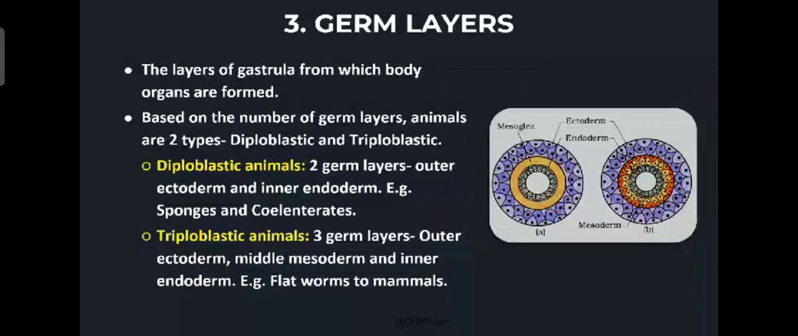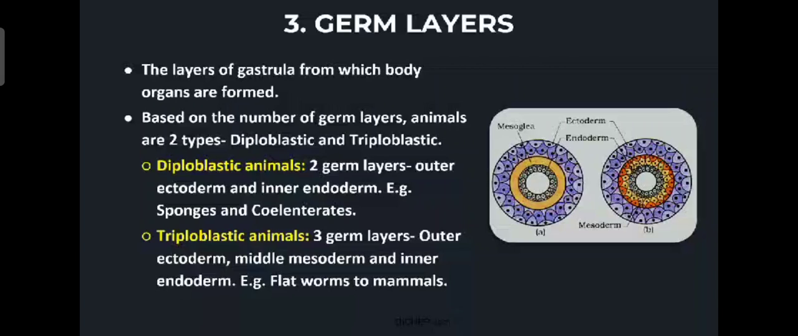So in between the ectoderm and endoderm, you will see the yellow color layer is there. It is called as the mesoglea. It is a jelly like substance which is filled here, that is called as the mesoglea. So ectoderm, endoderm, and the layer between them is called as mesoglea.